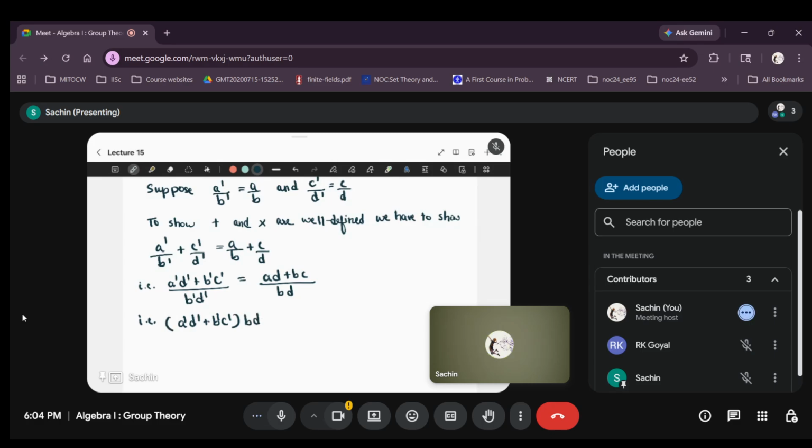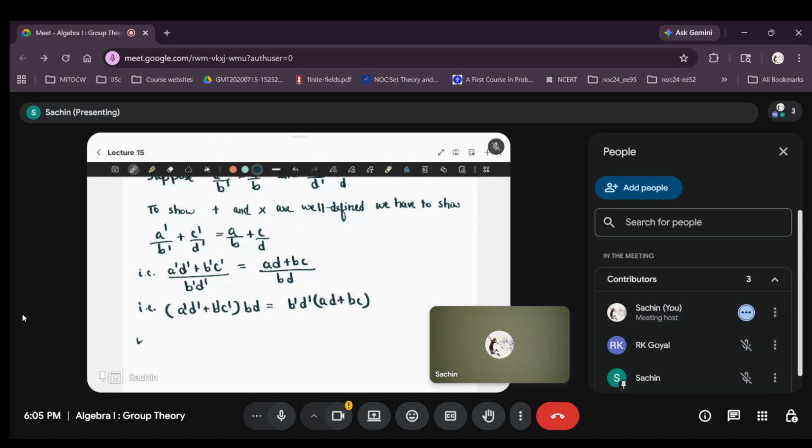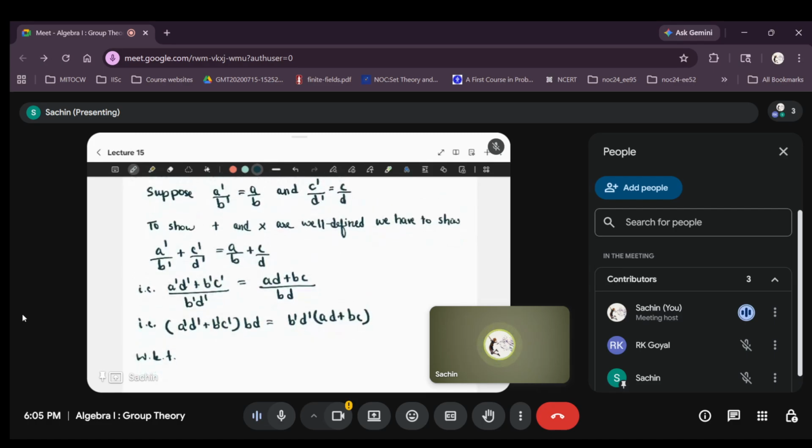Then these two are related, so they are the same. These two elements are related, so they are actually representing the same equivalence class. So we have to show this. But we already know that since A prime by B prime is equal to A by B, A prime B is equal to A B prime, and C prime D is equal to C D prime. This we already have.